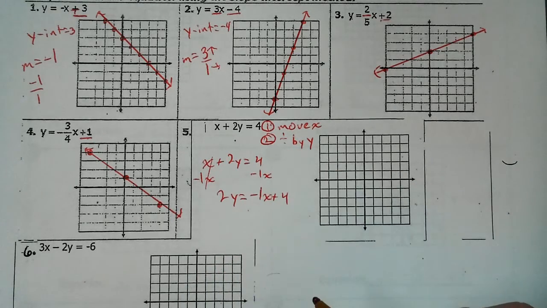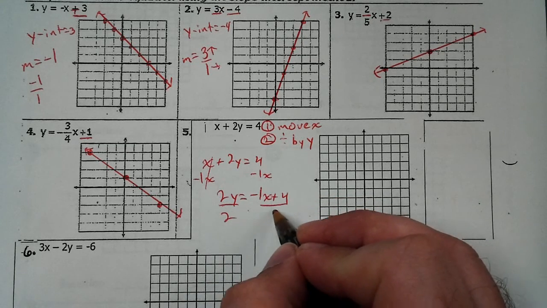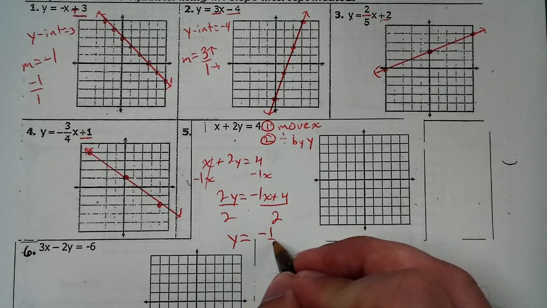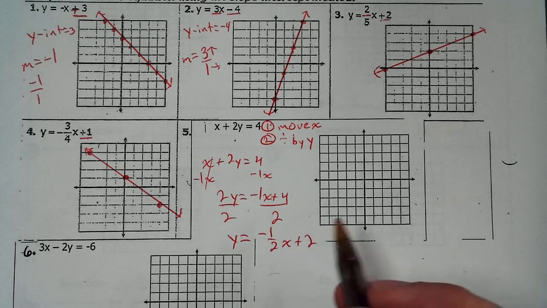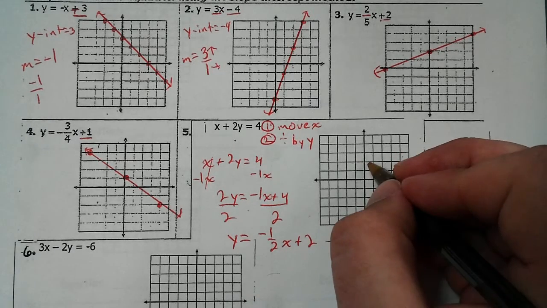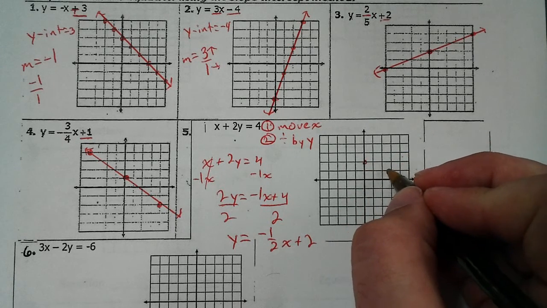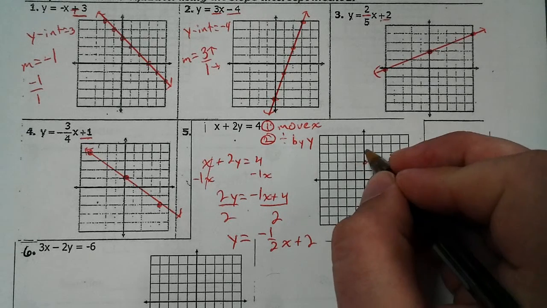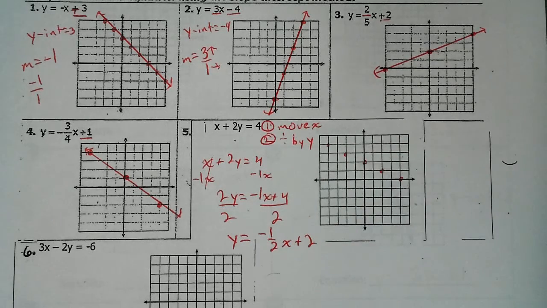And now we move on to step 2. We'll divide by the number with y. So divide by 2, divide both numbers by 2. So we get y equals negative 1/2 x plus 2. Now I've got it in slope-intercept form, so I put my y-intercept as a dot, and my slope down 1 over 2. Down 1 over 2. Let's go backwards, up 1 over 2 backwards. And we have our line.